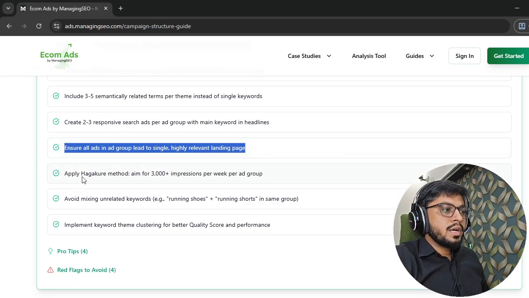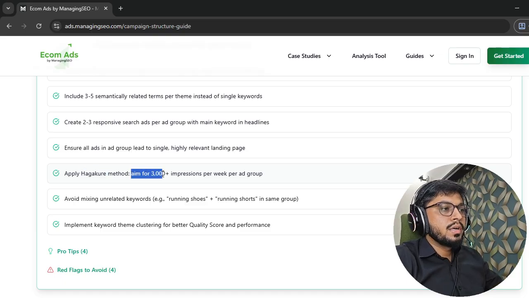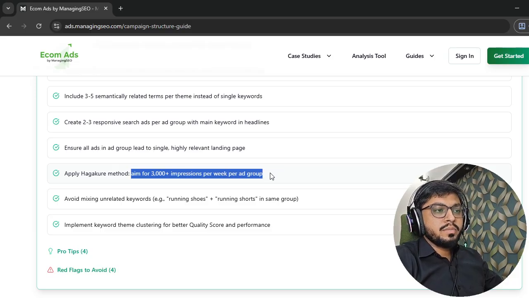And apply the Hagakure method, aiming for 3000 plus impressions per week per ad group. This is a very good number to maintain to get some good results. It's like the best practice. If you're getting a few more than this but you're getting good results, do not decrease your keywords to decrease the impressions per week. It's like an average number. You can go above it and below it as well.